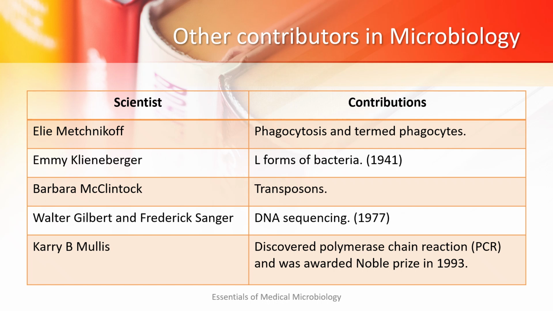Klieneberger, L forms of bacteria. Barbara McClintock, transposons. Walter Gilbert and Frederick Sanger, DNA sequencing, and Kary B. Mullis discovered the polymerase chain reaction and was awarded the Nobel Prize in the year 1993.